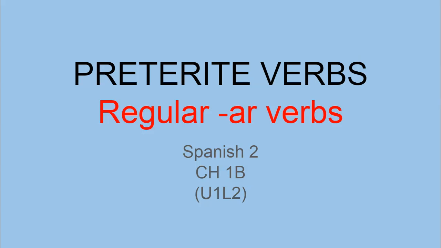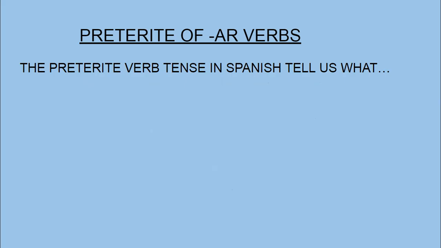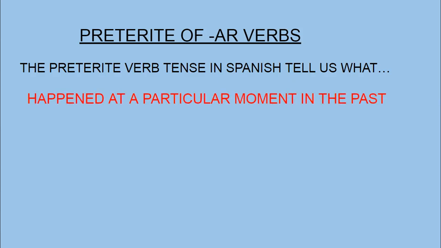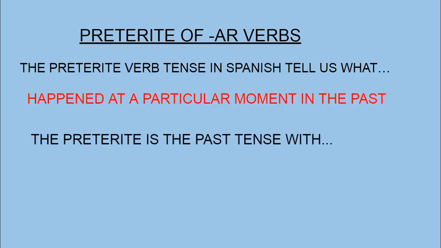Preterite verbs, regular AR verbs. The preterite verb tense in Spanish tells us what happened at a particular moment in the past. The preterite is the past tense with a time frame. It's very specific.